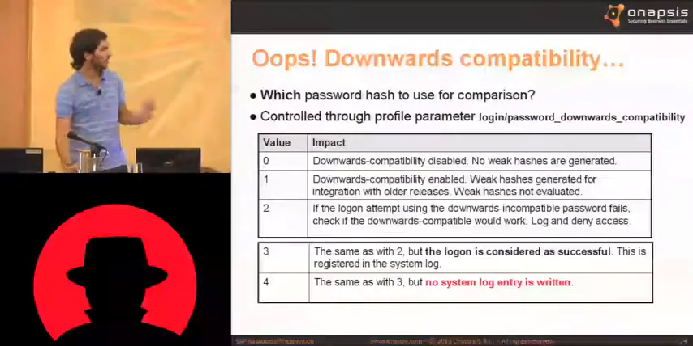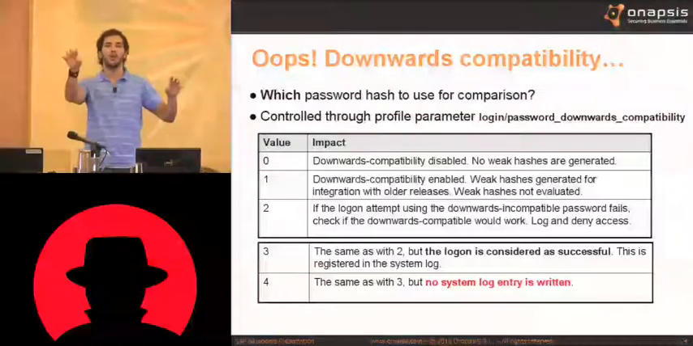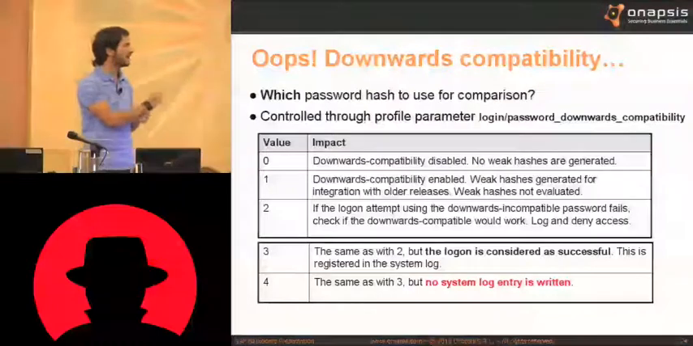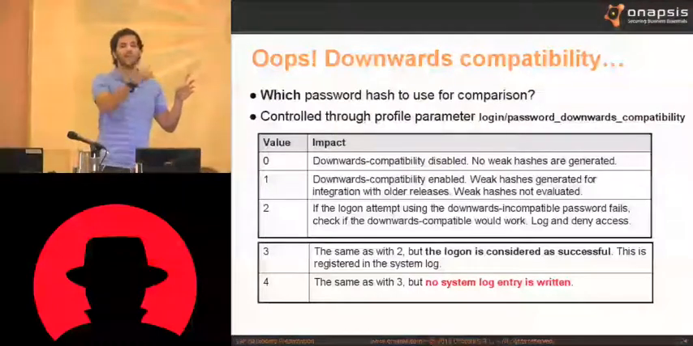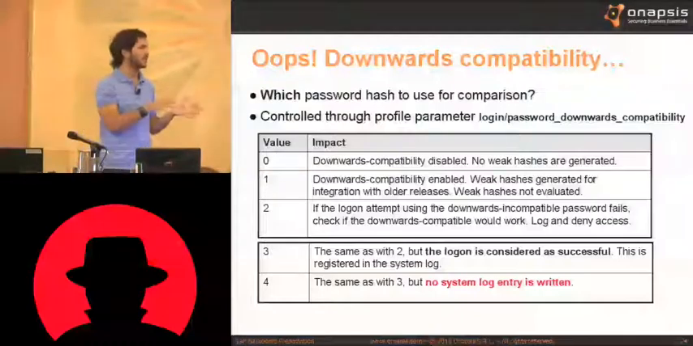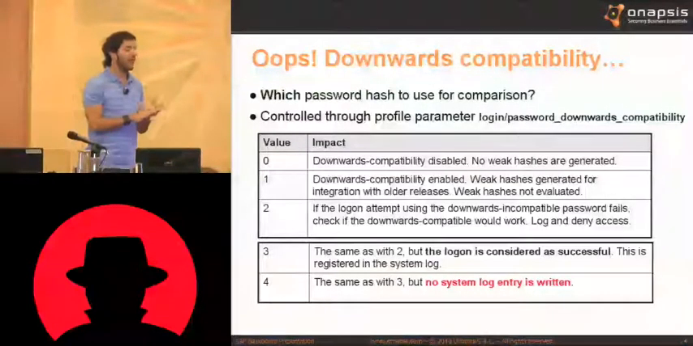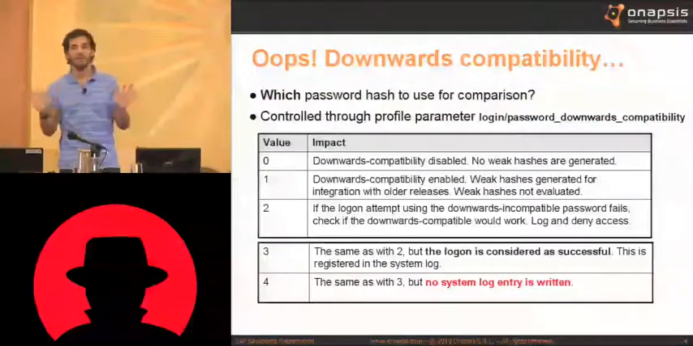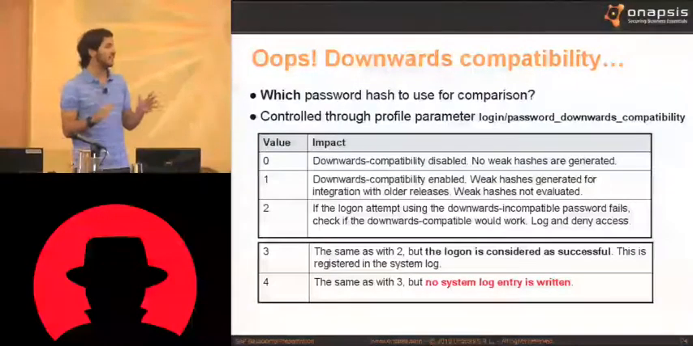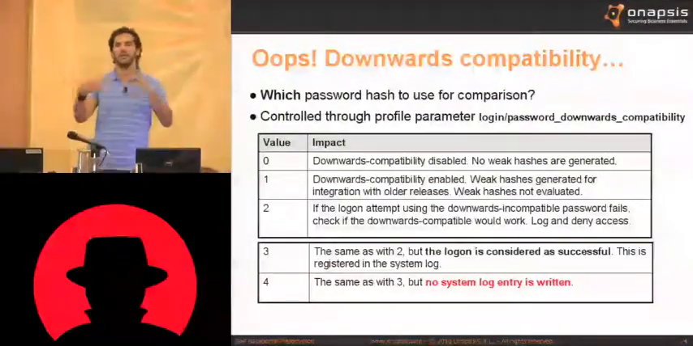Value number 3 is pretty much the same as 2, so it means that your password is checked against the strong one, and if it fails, it's checked against the old one, but with this slight difference that if the second check matches, the logon is granted as successful. And this is registered in the system log. And don't ask me why 4 is there, but it's the same as 3, but no system log entry is written at all. Okay? So now we're going to see how this ties together.